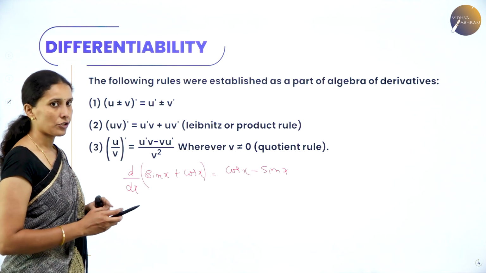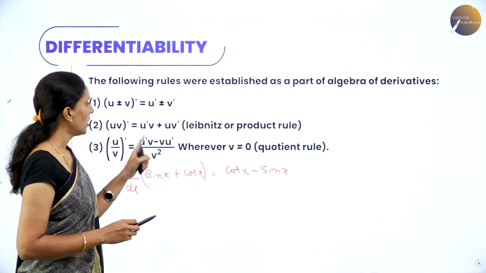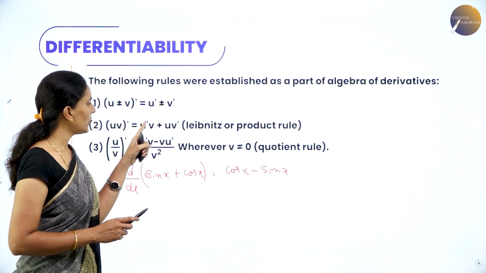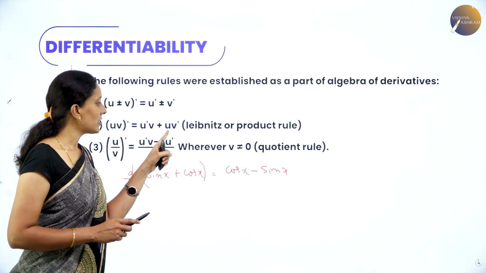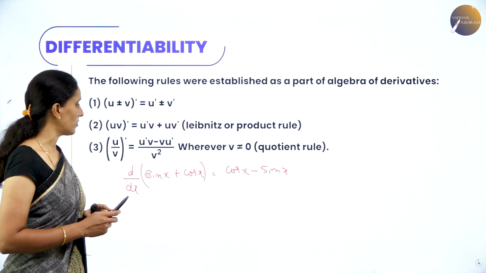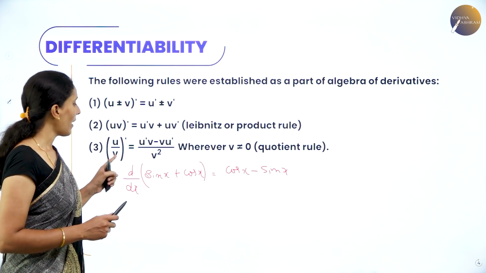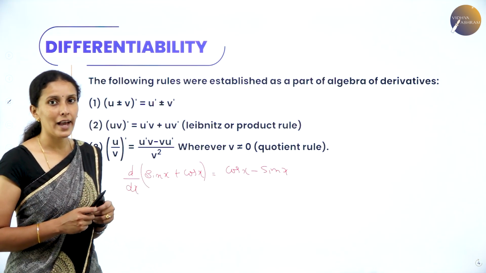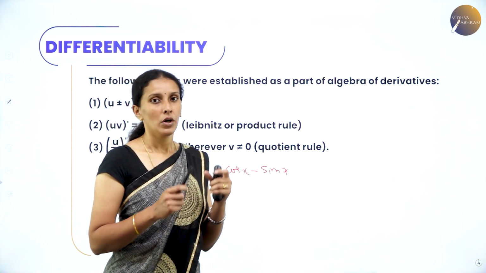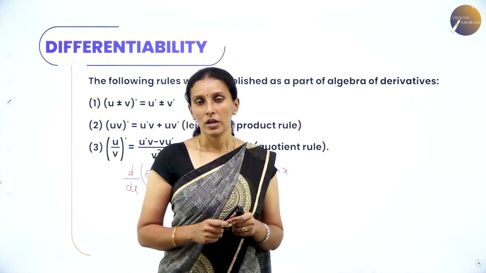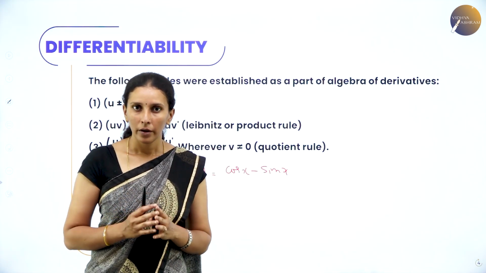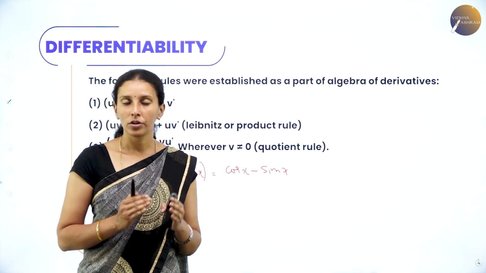Next, uv whole dash. The product rule is applied here: u dash v plus uv dash, that is, the derivative of the first into the second function plus the first into the derivative of the second function. The third one is u by v whole dash. Here the quotient rule is used in this form: v u dash minus u v dash divided by v square. These are the rules to derive a function in product or quotient form.